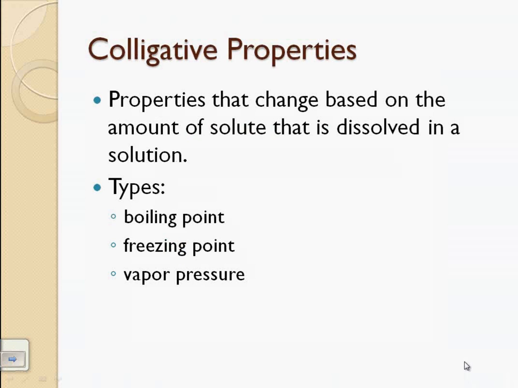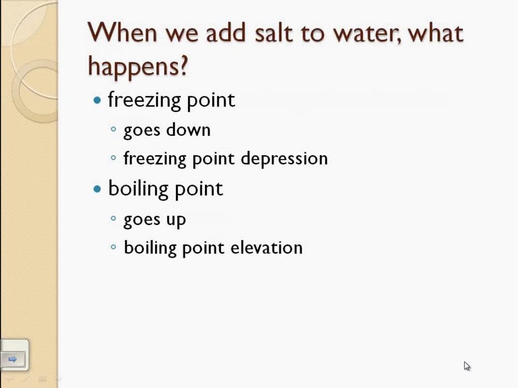And the three properties we usually talk about that are affected by solute being dissolved are boiling point, freezing point, and vapor pressure. And we're going to focus on boiling point and freezing point. Alright, so what happens when we add salt to water? Well, we know if we put salt on the roads or salt in our driveway so that the water doesn't freeze. So what it's actually doing is lowering the freezing point. It's requiring more energy to pull away the heat so that the crystal will form. So we call that, because it's going down, freezing point depression.